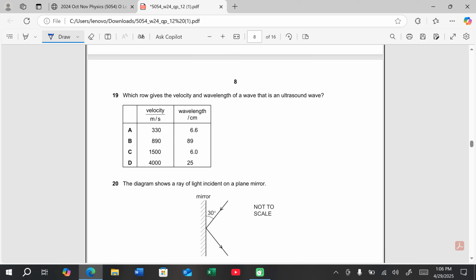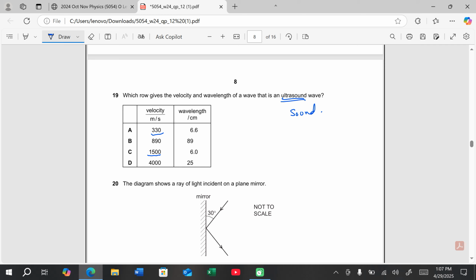In 19, which row gives the velocity and wavelength of the wave? That is the ultrasound wave. So how do we know what is an ultrasound? Since it says ultrasound, it means it's talking about sound, right? One thing that you need to know is that sound has different speeds, this can be one of the speeds, this can also be one of the speeds, but the problem is that the frequency has to be greater than 20 kilohertz.